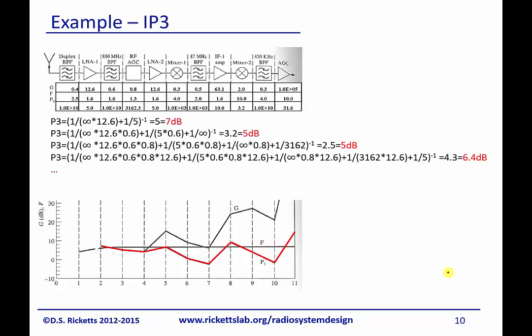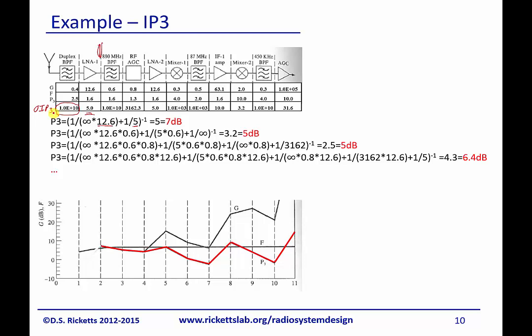And now I want to look at IP3. And so here is our OIP3 at our output. So we start with calculating the OIP3 here, and we see that first off we take the OIP3 of the last stage, and it's 1 over that, which is 5. And then remember we need to take the first stage, and we're going to take the gain, 12.6, and we multiply it by the OIP3 of this. Now this OIP3 here is listed as 1e10.